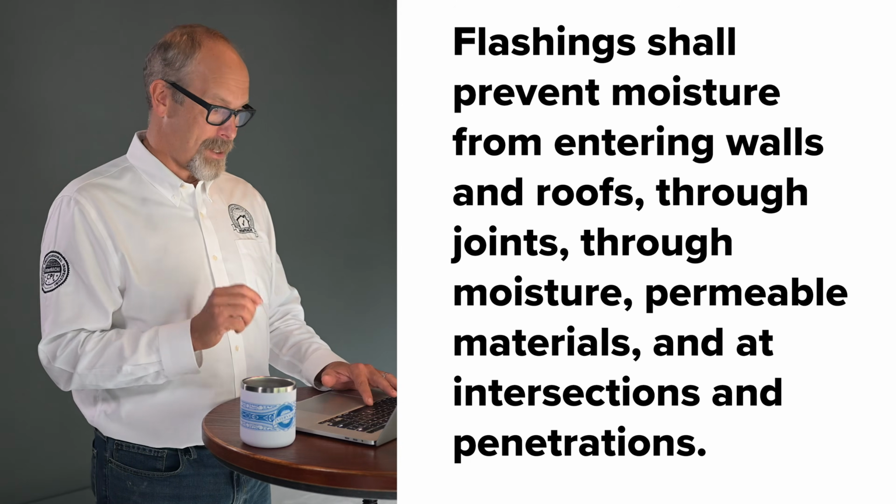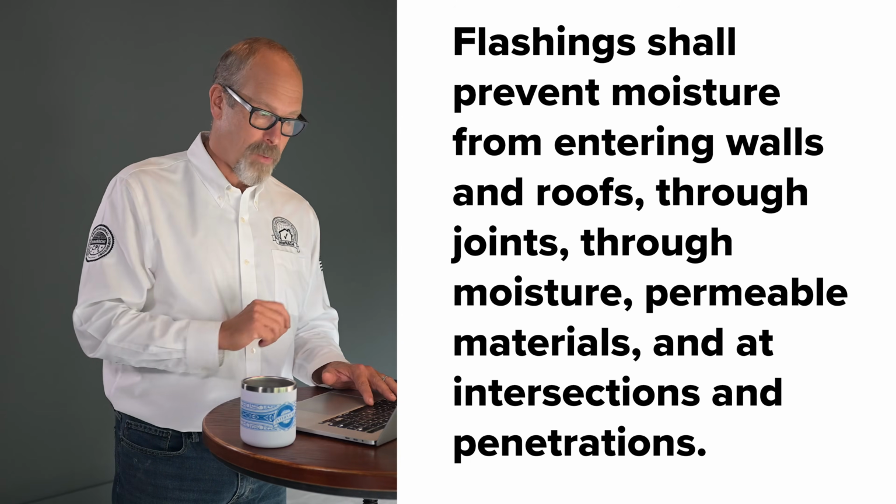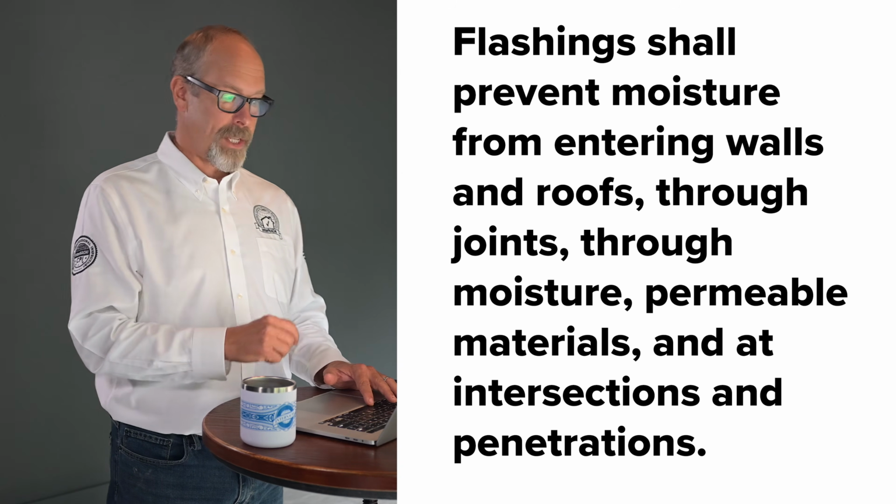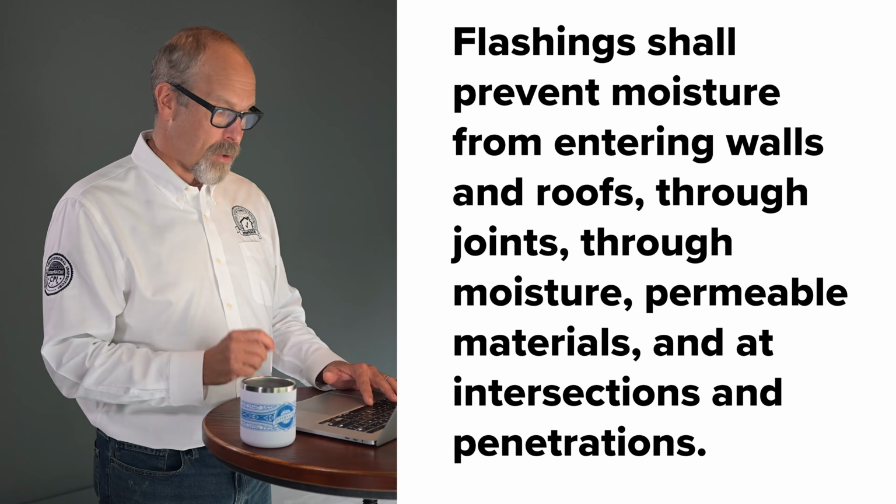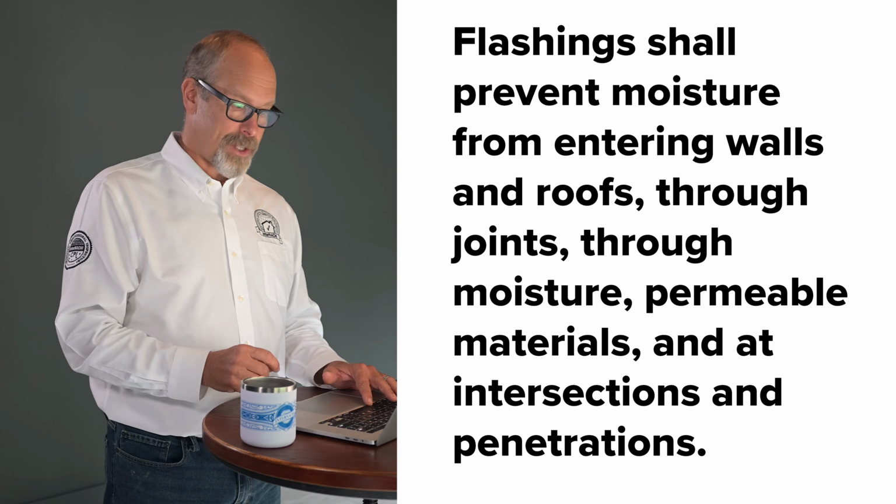The International Residential Code states that flashings shall prevent moisture from entering walls and roofs through joints, through moisture-permeable materials, and at intersections and penetrations. That sounds comprehensive, but building code only provides basic performance concepts. The real details come from manufacturers' recommendations and industry guidelines.